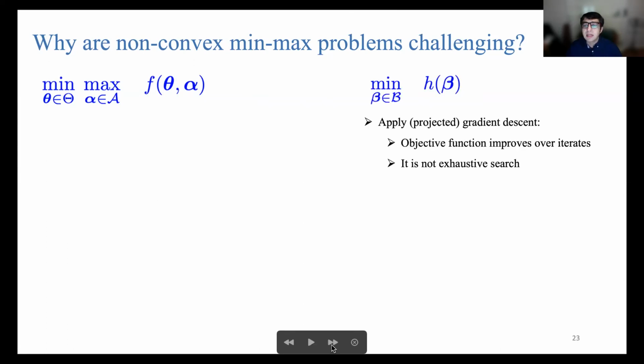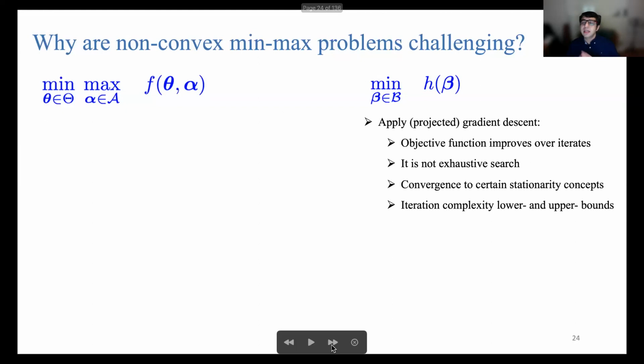And they can get it. It's not an exhaustive search, it's not iteration complexity, it doesn't depend, for example, on dimension, it's not exponential search. And we can show that it converges to a certain stationary concept. One good property is that the objective function improves over the iterates for a lot of algorithms. For example, if you start from one point, you can always expect that you get a better point in the next step of the algorithm.